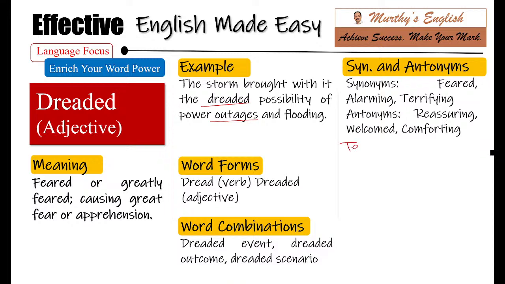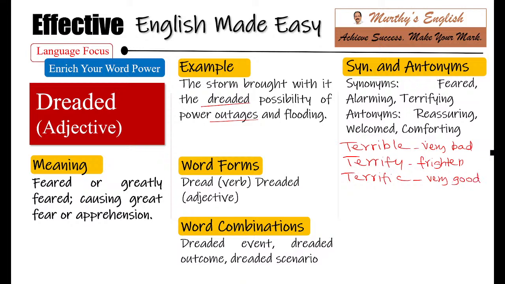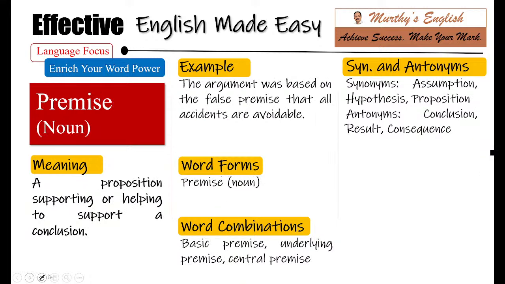And when you come across the word terrify, you have to recollect three words, terrible, terrify, and terrific. Terrible means very bad, a negative word. Terrify, frighten, in a way that is also a negative word. But terrific is a positive word, something very good. Here you got to be careful. Usually, if you listen to cricket commentary, they say, terrific shot means what? Very good shot. It has a positive connotation.